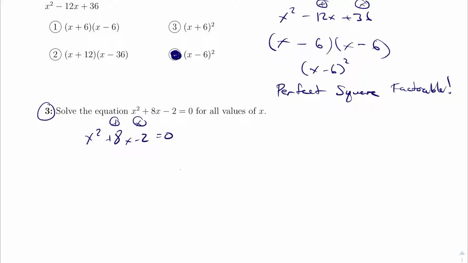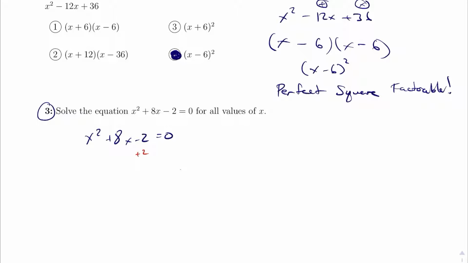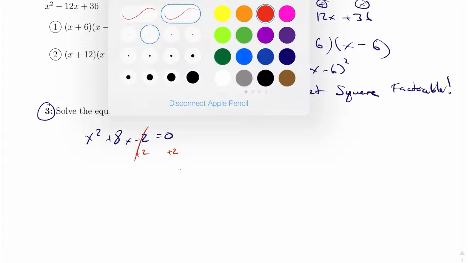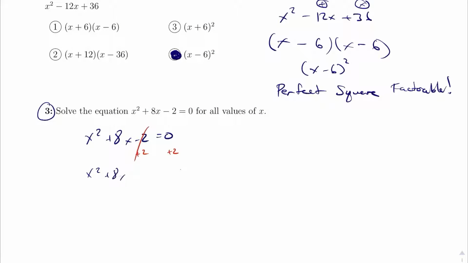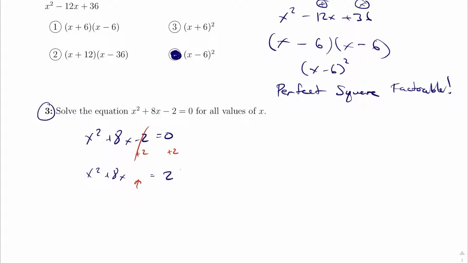So instead what we need to do is we need to have a better number here than the negative 2. So how can we get rid of the negative 2? Well, we add 2 on both sides. That gives us x squared plus 8x equals 2. And now we're thinking, what number would we rather have had there? Well, we would have rather had some number that makes it perfect square factorable. And so sometimes this number can be a little tricky to figure out.